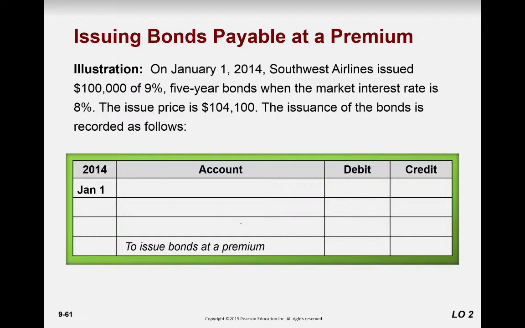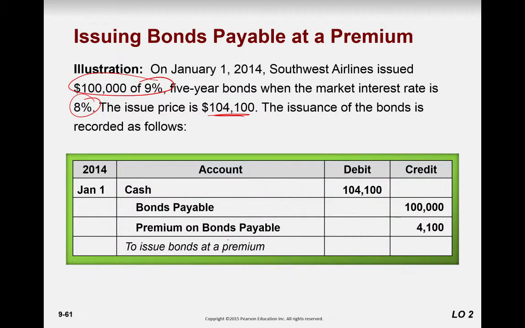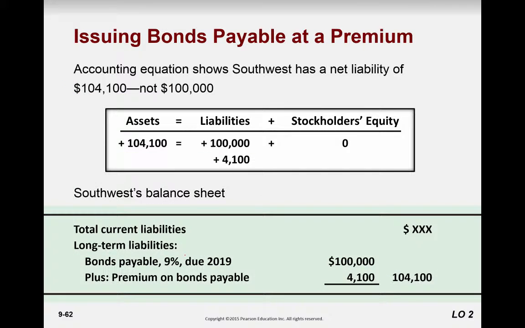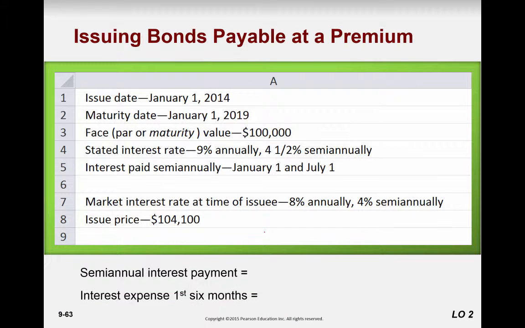Now let's move on to our bonds payable at a premium. So here we have similar information, the 100,000 at 9%, but now the issuing price was 104,100 because our market interest rate was 8%. So now we received 104,100, our bonds payable, and now we have our premium account, which is a credit for the 4,100. And note, you see the same effects as we did previously. So our assets equal our liabilities, and very similar in format in the balance sheet.